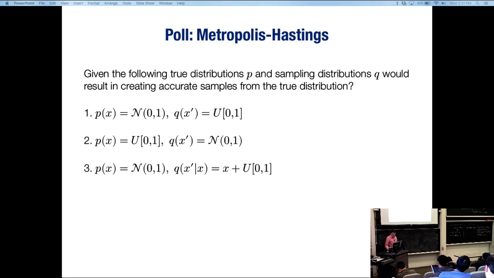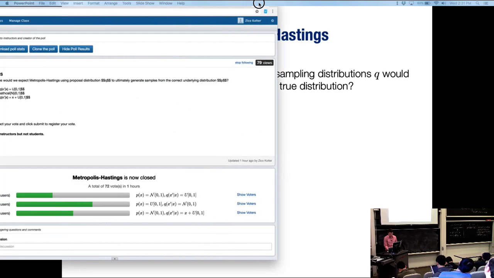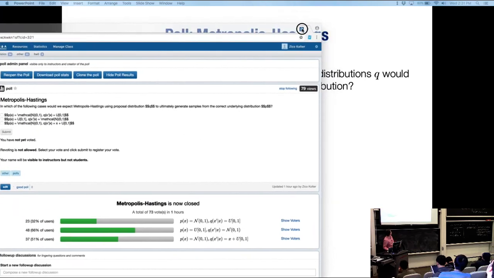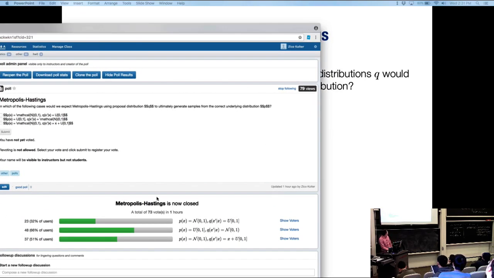Let's close it. Okay, so here are the results. Actually, okay, so let's go through each of these. They're all kind of tricky for different reasons.